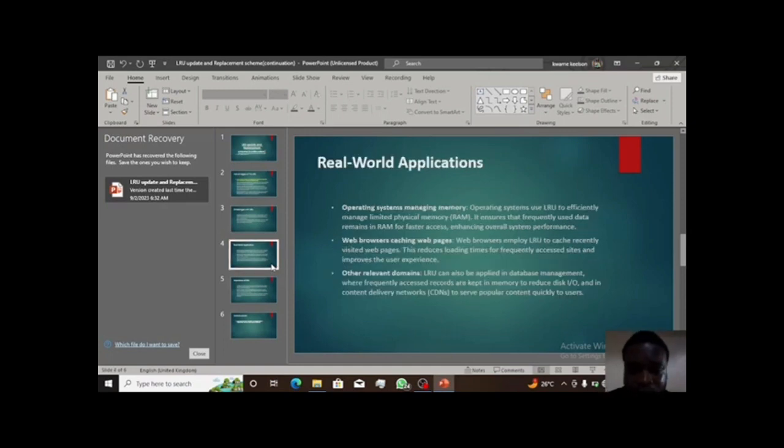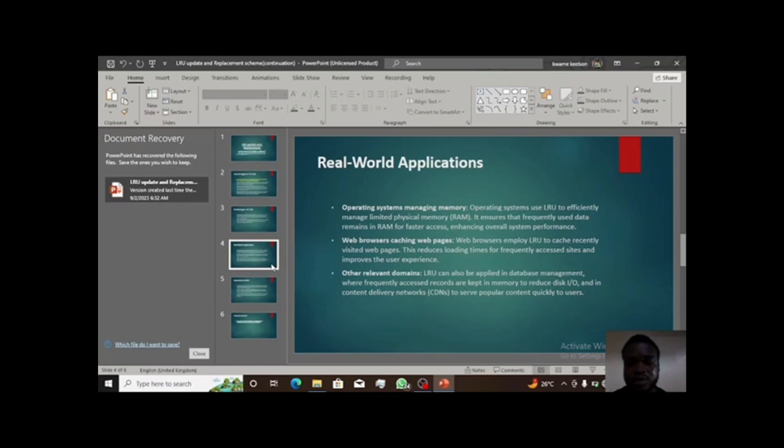Real-world applications: operating system managing memory, web browser caching web pages, other relevant domains. Operating systems use LRU to efficiently manage limited physical memory, which is the RAM. It ensures that frequently used data remains in RAM for faster access, enhancing overall system performance. Web browsers caching web pages: web browsers employ LRU to cache recently visited web pages. This reduces loading times of frequently accessed sites and improves the user experience.